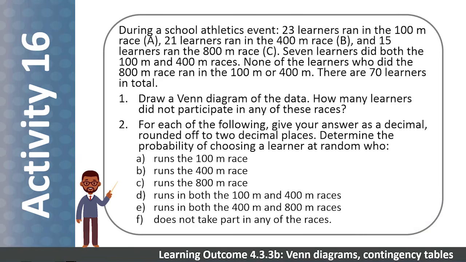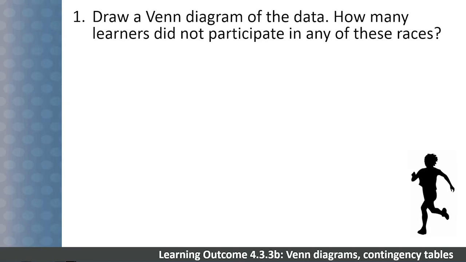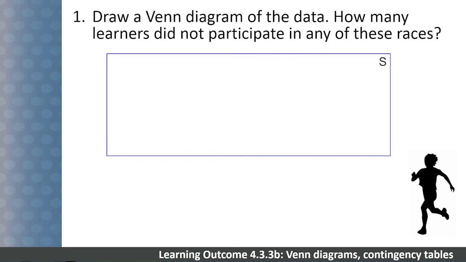Let's work through the solution to this activity together. In question 1, we are required to draw a Venn diagram to show the situation. We will then use this to work out the rest of the answers. Let's start by showing the sample space, which we label S. This is going to contain all of the sets. We can see that we need to draw sets for races A, B, and C.